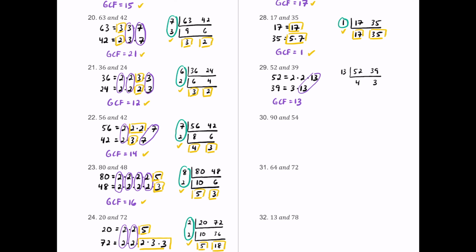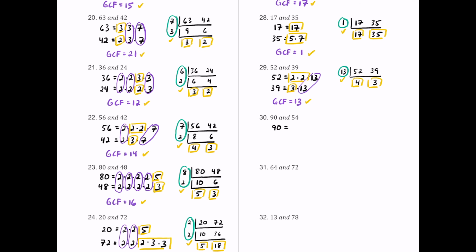But 13, I would say the multiples of 13 people don't know as commonly, but maybe you do, I don't know. This 13 matches this 13, this 2 times 2 gets you this 4, this 3 matches this 3. All right, for number 30, we have 90 and 54.